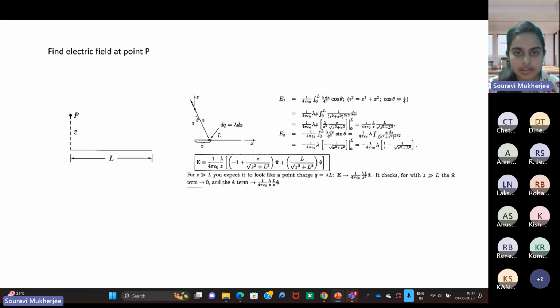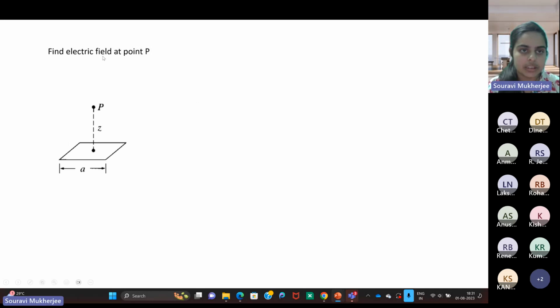Now using the same concept, how do you find the electric field at a point P, where you have a square, and along the edges of the square you have a line charge density of lambda, and you want to find the electric field at the point P? Can you tell me how to proceed with this question? Depending on what we just discussed, how can we use that information to solve this?